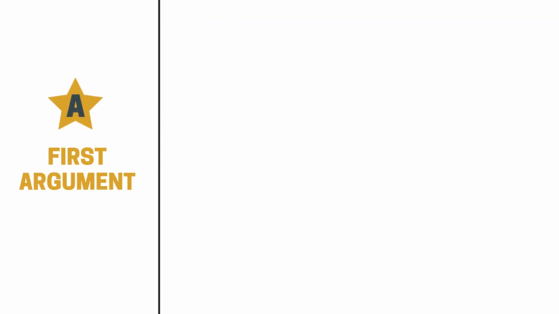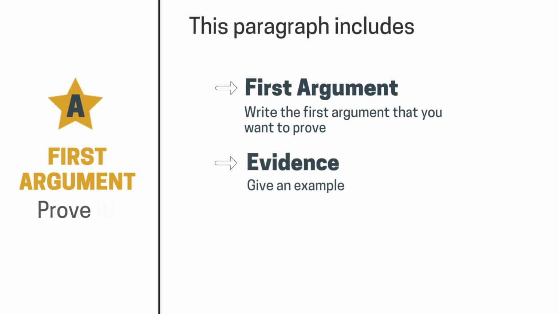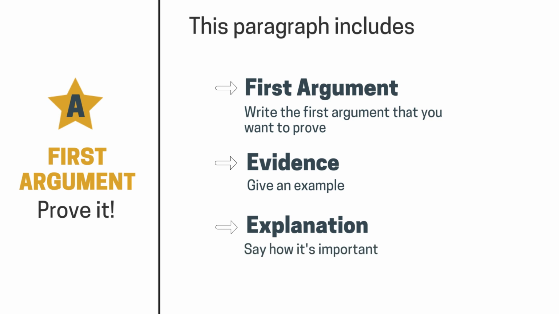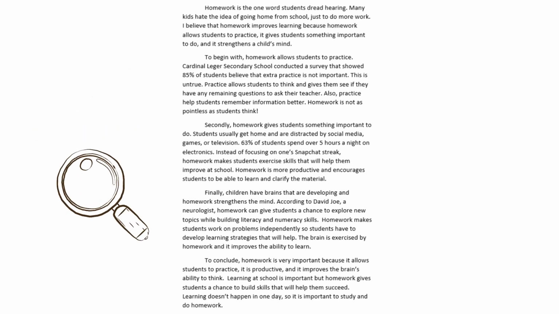The next paragraph is the first argument. This includes the first of your 3 arguments, evidence, which can include facts or an example to prove your argument, and an explanation of how it's important. Look at the student example in front of you, and let's break down the parts of the first argument together.